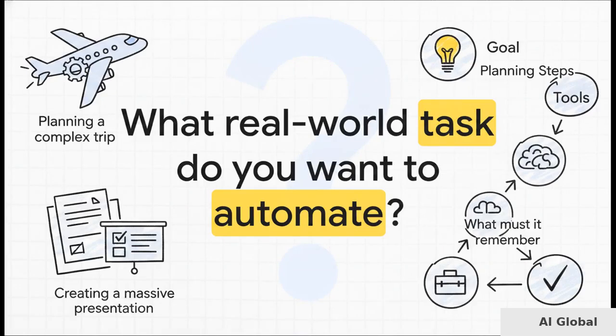So I have to ask, what real-world task do you want to automate? Planning a complex family trip? Creating some massive presentation for work? I seriously challenge you to map out these 5 steps for your own life today. Because honestly, mastering this framework isn't just about saving time right now, it's about preparing for tomorrow. Think about it. If this is what just one AI agent can do all by itself, what on earth happens when we start linking dozens of them together to run entire companies?